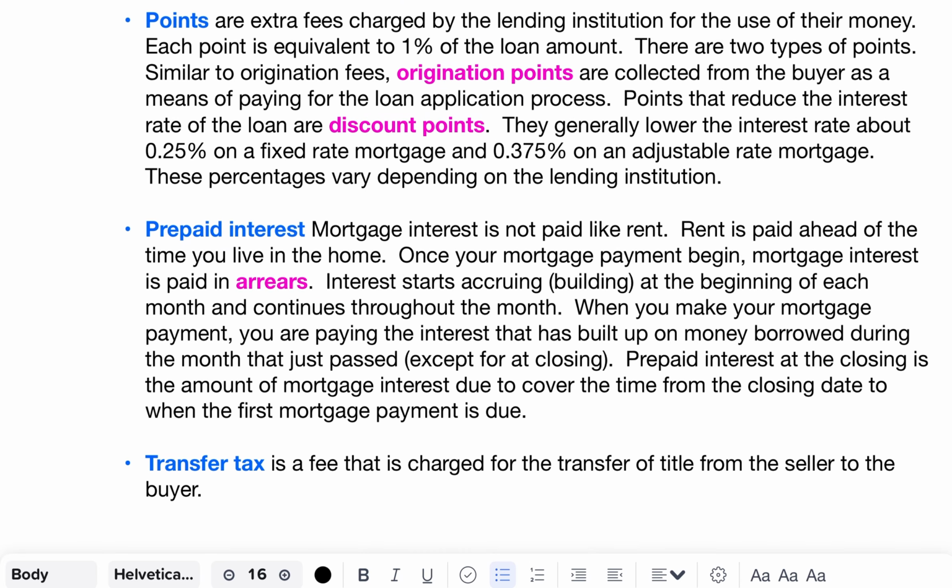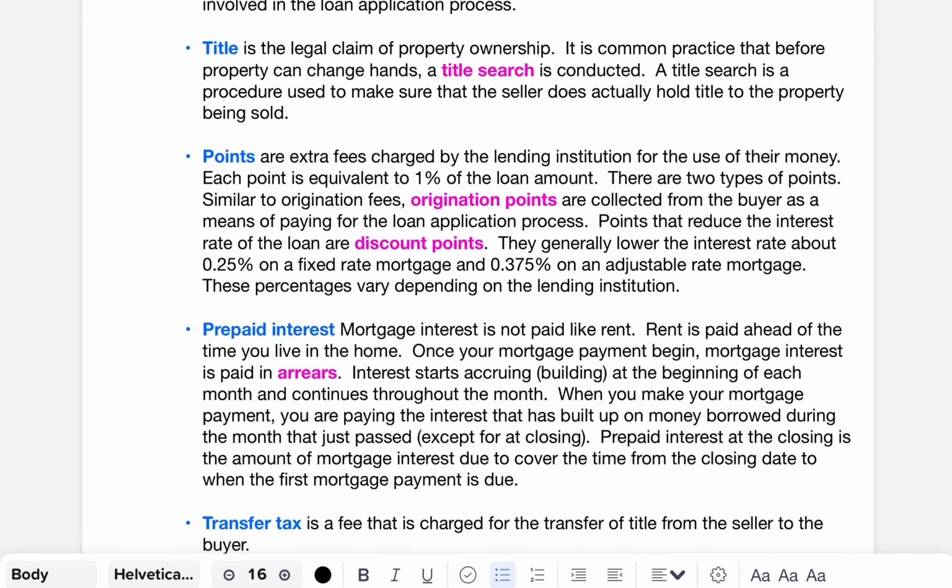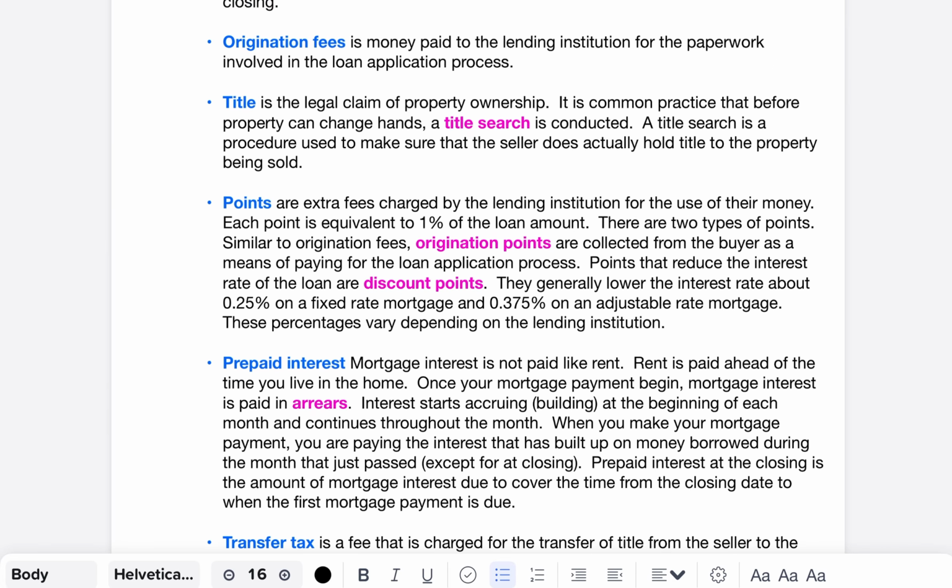So the whole point of all of these terms is that when you go to closing, don't be surprised when you start signing paperwork that you see all of these different fees. This is very typical, but it's also very important for you to understand what they are before you go into signing so that you're not caught by surprise.